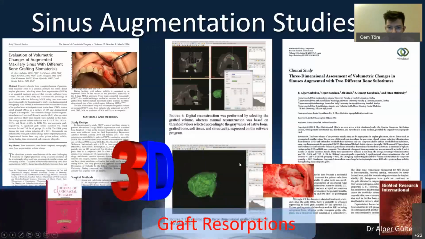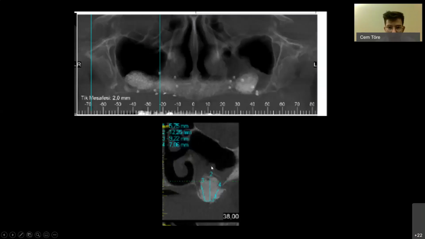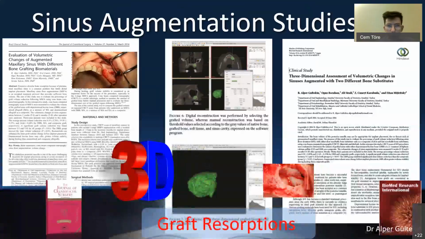And a quick thing to mention is when you don't remove the whole cyst, it's not a problem. This is what's left on top of the bone. It has no detrimental effects to the treatment.